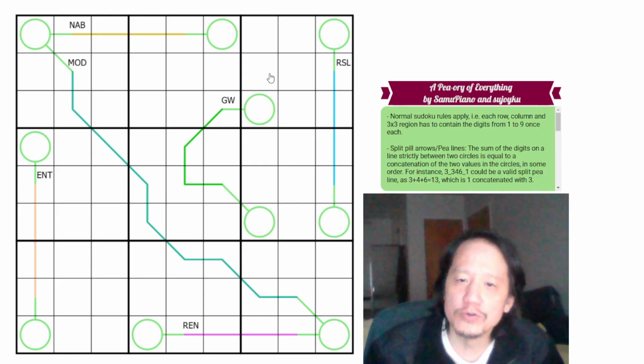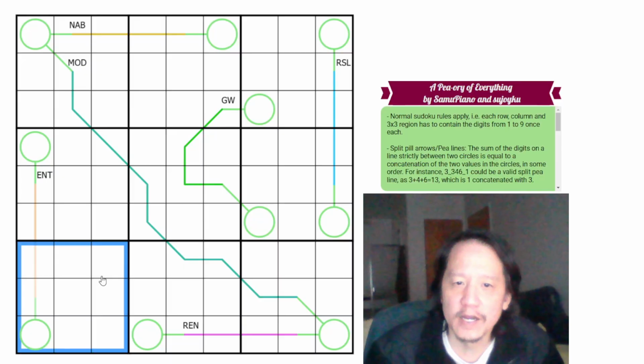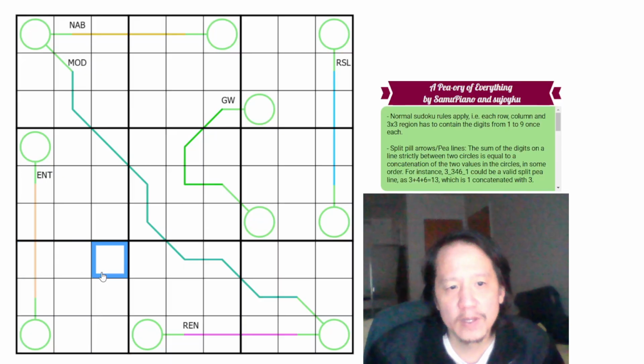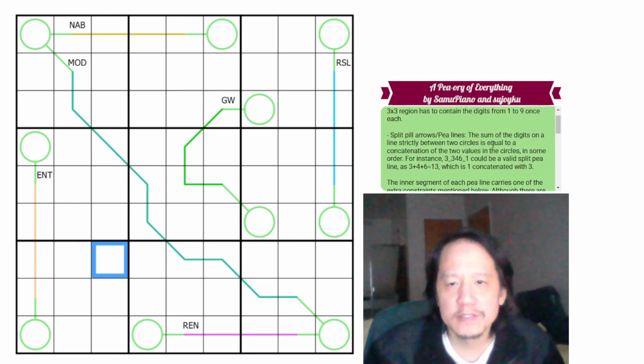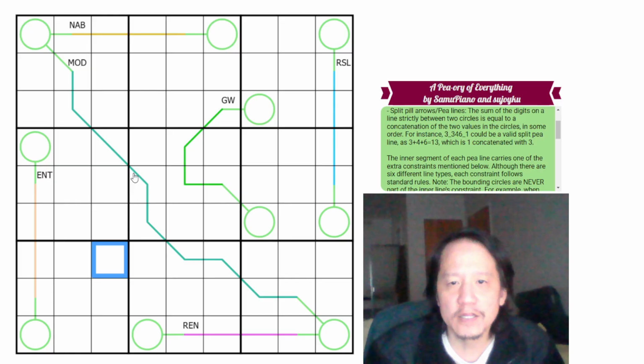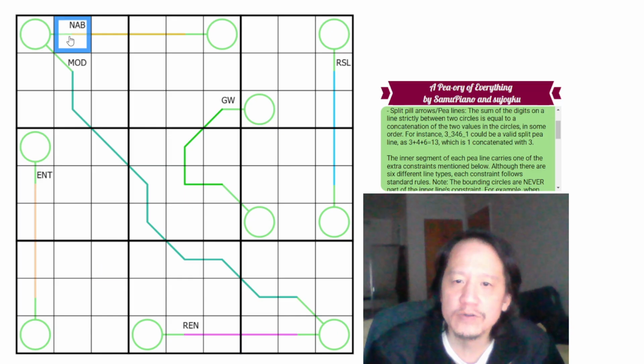Normal Sudoku rules apply. That is, each row, column, and 3x3 region has to contain the digits from 1 to 9 once each. Split pill arrows, P lines. The sum of the digits on a line strictly between two circles is equal to the concatenation of the two values in the circles in some order.